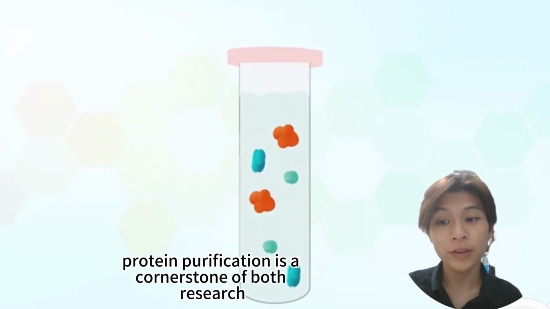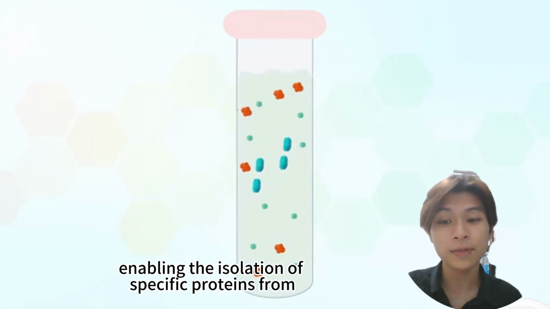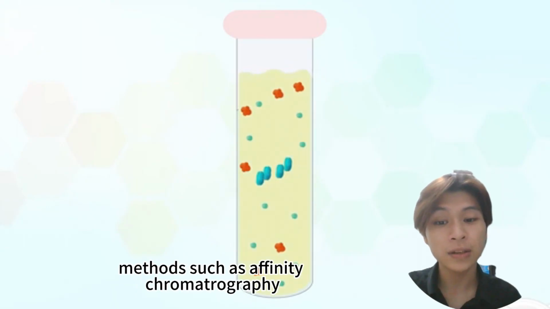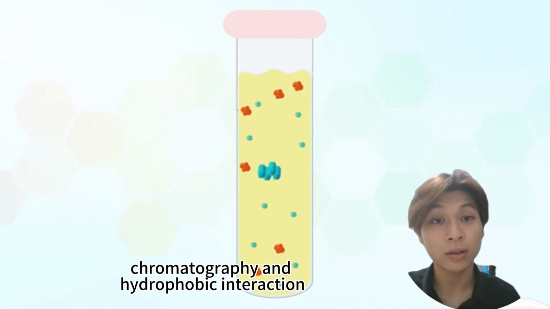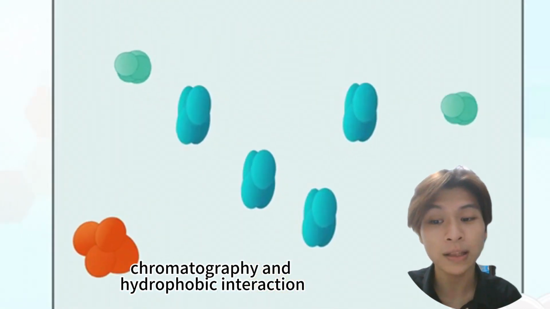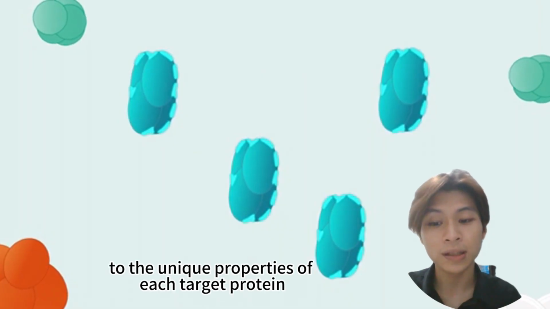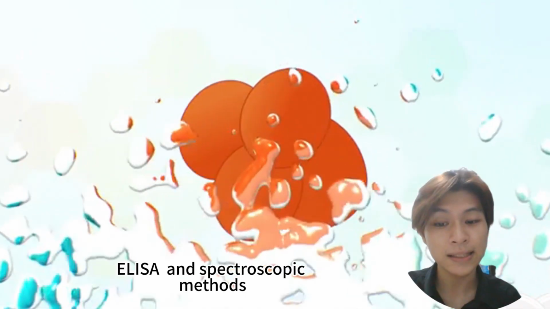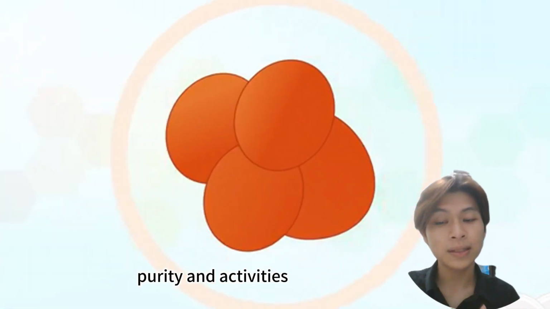As a conclusion, protein purification is a cornerstone of both research and industrial applications, enabling the isolation of specific proteins from complex mixtures. The diversity of available methods such as affinity chromatography, ion exchange chromatography, size exclusion chromatography, and hydrophobic interaction chromatography ensures that purification can be tailored to the unique properties of each target protein. Techniques like SDS-PAGE, ELISA, and spectroscopic methods further support the assessment of protein purity and activity.